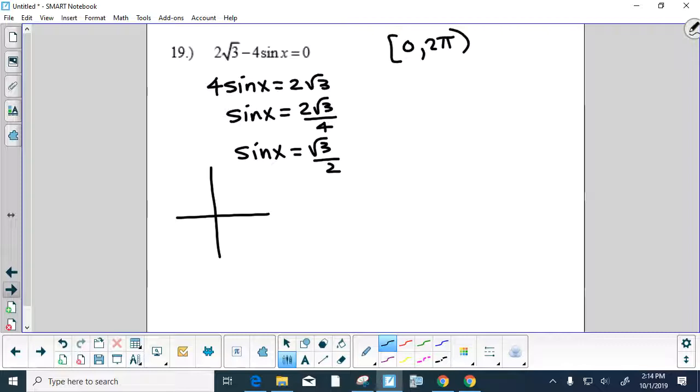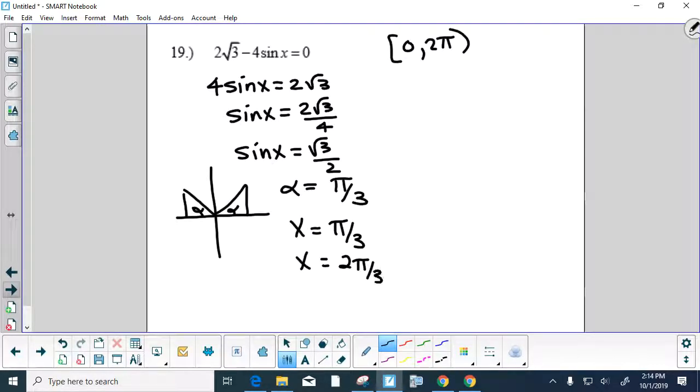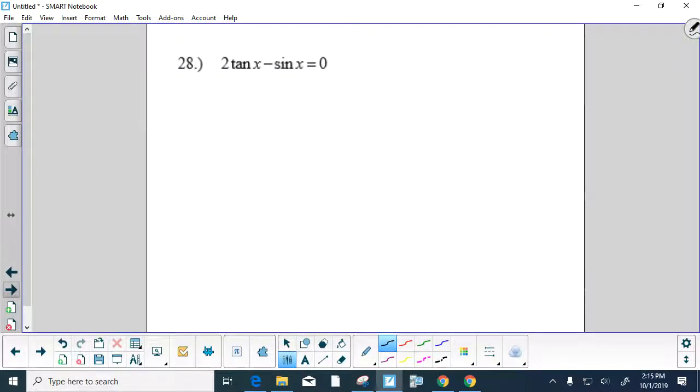What quadrants is the sine positive? 1 and 2. So alpha here is pi over 3, yes. Okay, so I need solutions between 0 and 2 pi. So my alpha is pi over 3. My first x is going to be pi over 3. My second x is going to be 2 pi over 3. Okay?